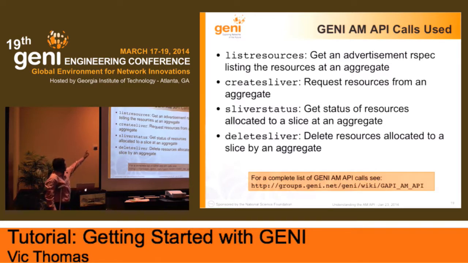And so the API calls we'll be using are essentially create sliver. We could do list resources if you want. You'll get a big long XML. I don't think we'll do that. Create sliver to actually request resources. You have to send the RSpec. Sliver status to check on whether your resource is ready, and delete sliver to delete the resources.